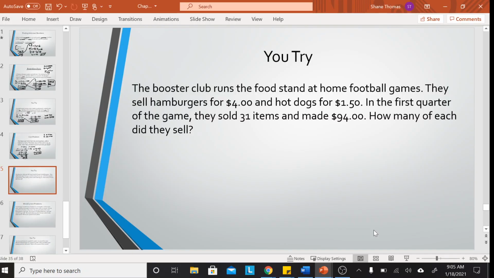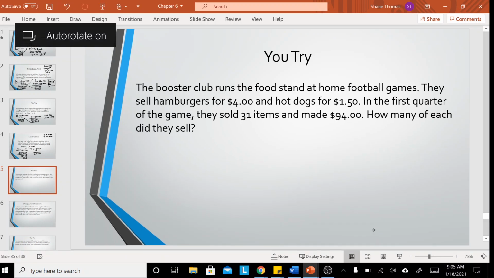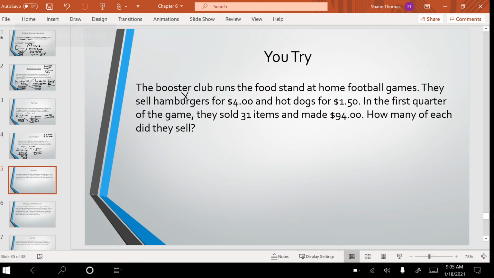All right. The first one, we want to make an equation with the number of items sold. How many did we sell? 31. We sold 31, correct. So let's just say hamburgers are x, hot dogs are y. We good with that? Okay, so the first one, the number sold: x plus y equals 31.